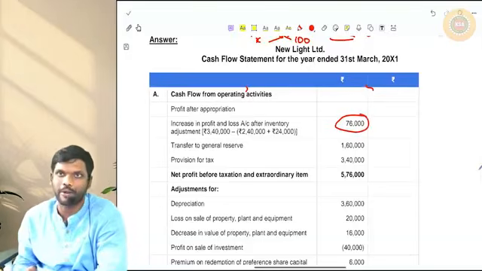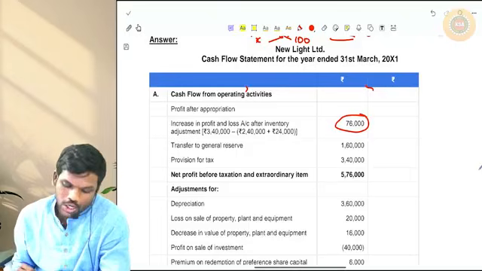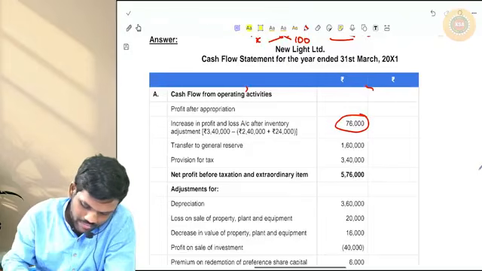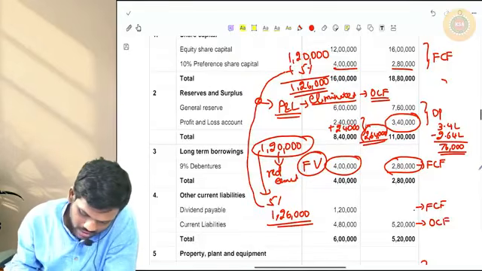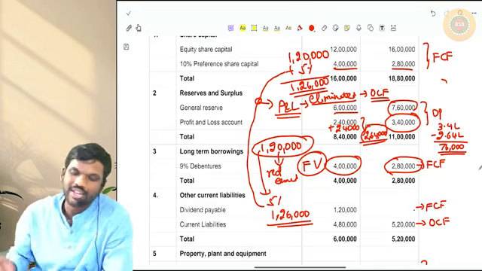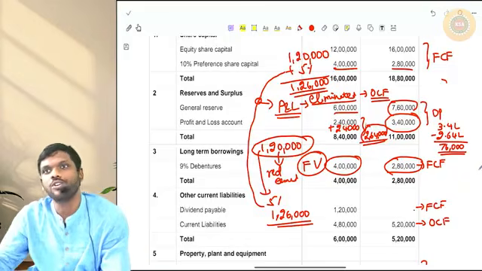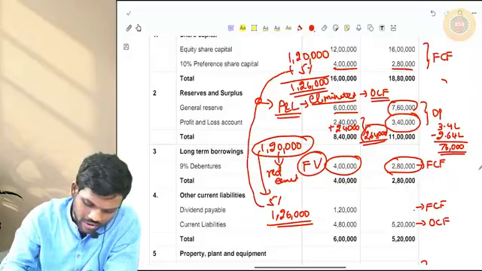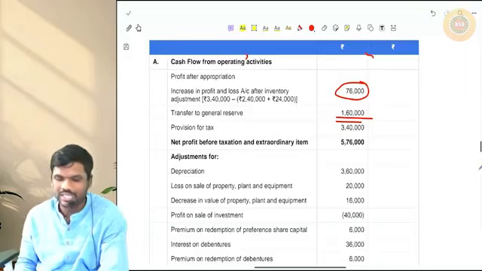This is after appropriation. So whatever appropriations are there, those appropriations should be removed. Your first appropriation, if you see, is general reserve. General reserve opening balance is 6 lakhs, closing balance is 7,60,000. That means this year you have transferred from P&L to general reserve. So because of this, P&L would have been debited. This is a non-cash item which needs to be reversed. So that needs to be added. So first this is added.